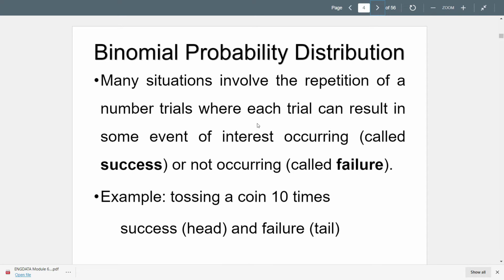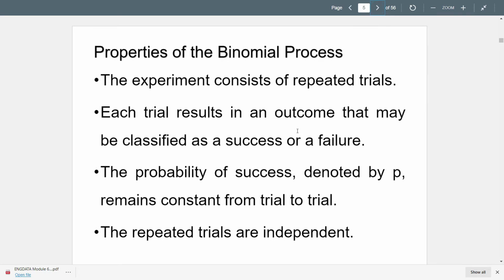Here in the binomial probability distribution, it involves repetition of a number of trials where each trial can result in some event of interest occurring, called success, or not occurring, which is called failure. An example is tossing a coin 10 times. We can say that success is head and failure is tail. The experiment consists of repeated trials, and each trial results in an outcome that may be classified as a success or a failure.